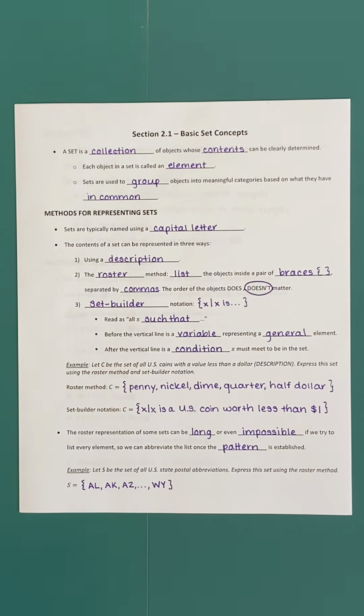So we have a collection of items, and we have to know specifically what is and is not contained in this collection. Each individual object we're going to refer to as an element. In general, we're going to use sets to group objects into meaningful categories based on what they have in common. Now, this is not an absolute requirement.